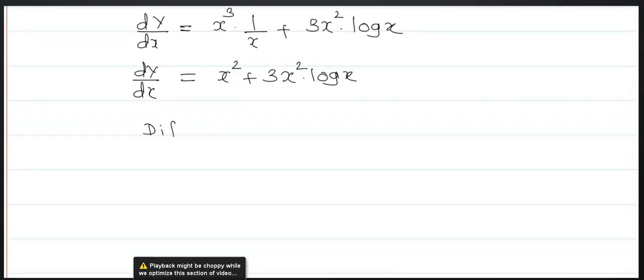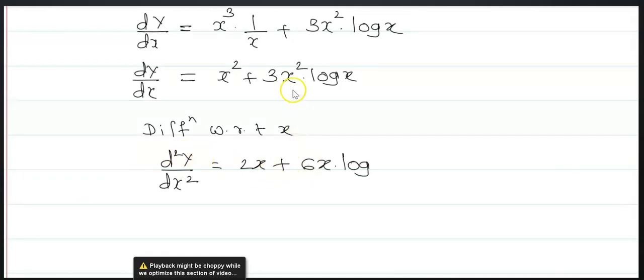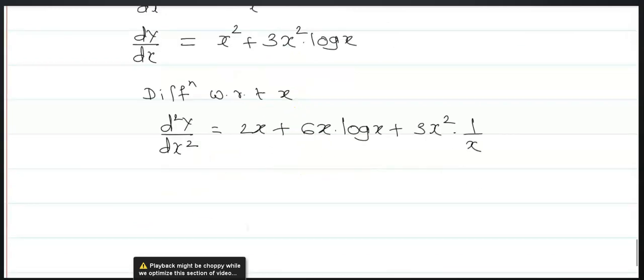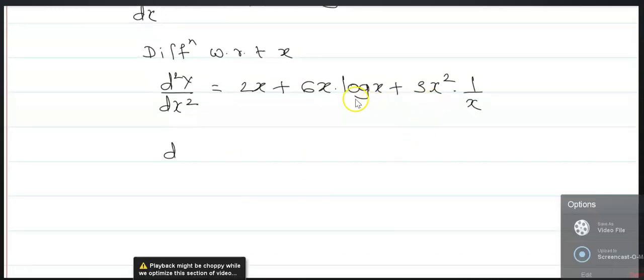In the next step, we can take x square as common, or you can differentiate directly. Therefore, derivative of x square is 2x, and next is derivative of 3x square, that is 3 into 2, which is 6x, into log x. And next is 3x square into derivative of log x, which is 1 upon x. The x's will get cancelled, you will get 3x plus 2x, that will be 5x plus 6x log of x. Now see this here.